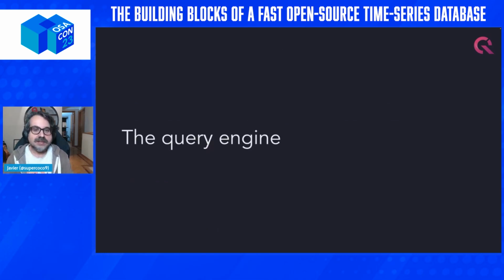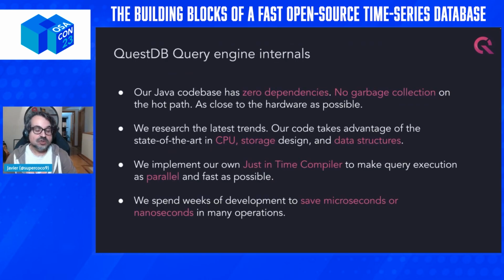One of my favorite parts is the query engine, which type of queries you can do in QuestDB. The query engine has been super optimized for dealing with fast-moving data. We use mostly Java and C++. We don't have any dependencies. We do native memory management. We try to take advantage of the latest trends on CPU, on storage, data structures, file systems to have all the performance that's possible.